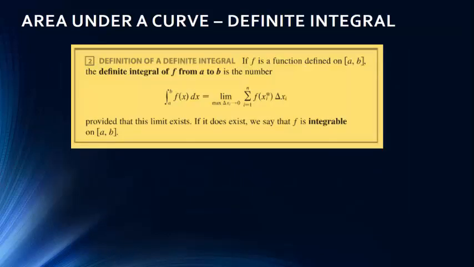So the definition of a definite integral: if a function is defined on an interval [a, b], the definite integral of f from a to b is the number, the integral from a to b of f of x dx, equals the limit as delta x goes to 0 of the sum from i equals 1 to n, where n is how many rectangles you have, of f of x sub i, the height at each sample point, times delta x sub i. This is a general form, and notice that our limit has now changed from n goes to infinity to delta x goes to 0.